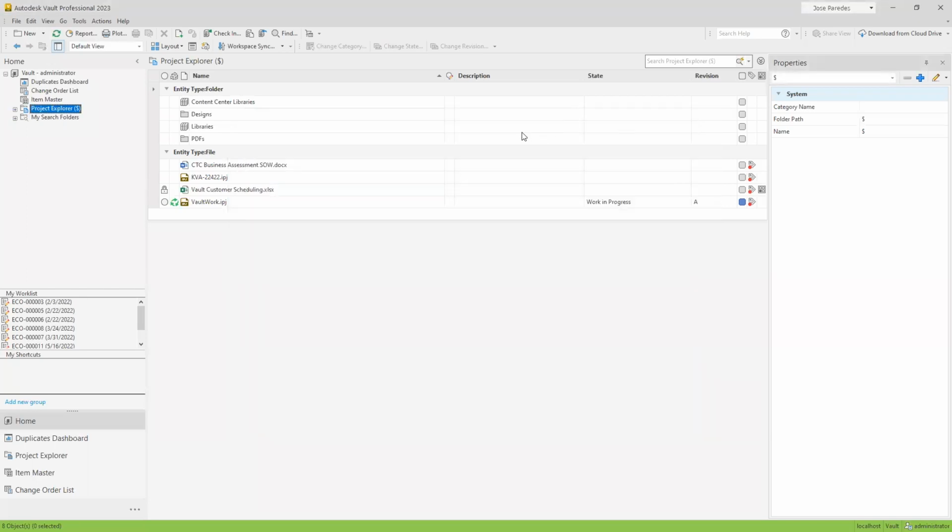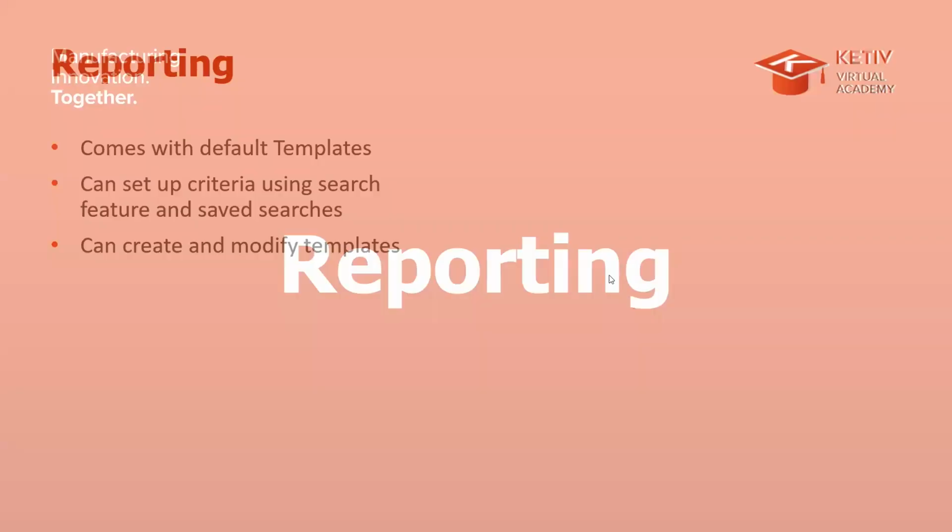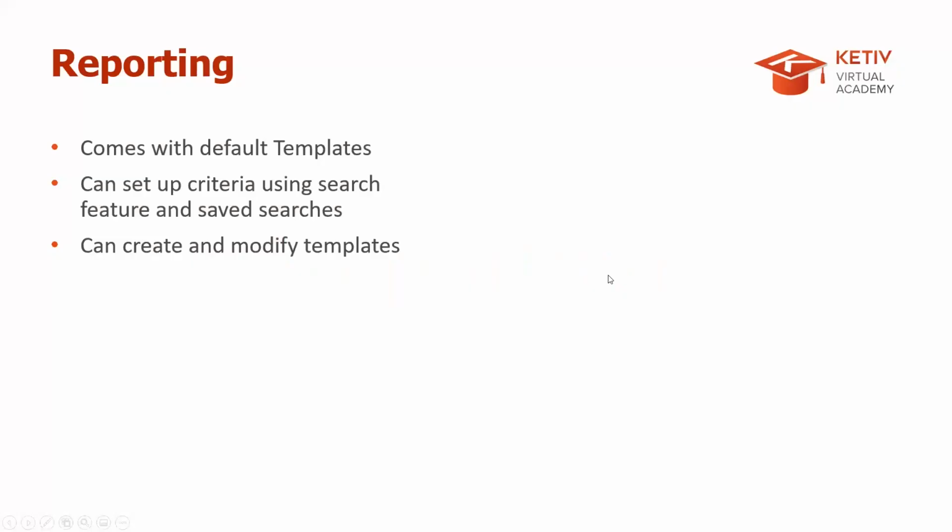You can use reports to keep track of that. Week by week, you can run the report and save it just like we did with the duplicates report, and keep track of those. Even store them within Vault so that they're being backed up every time the Vault's backed up. But again, reporting comes with default templates. You can set up the criteria. That find tool is so powerful within Vault.